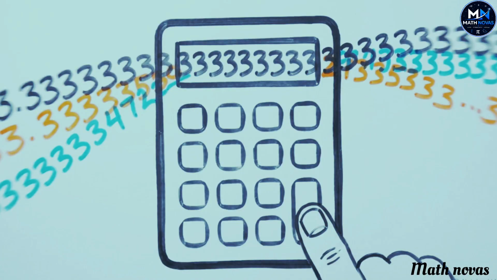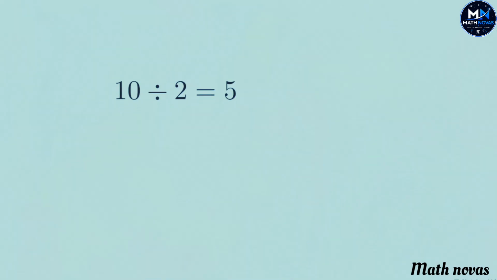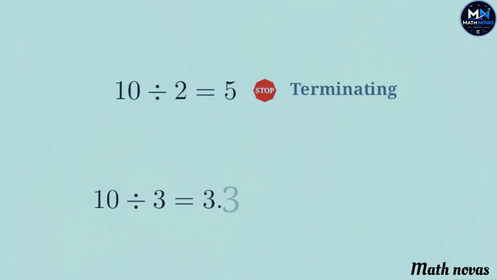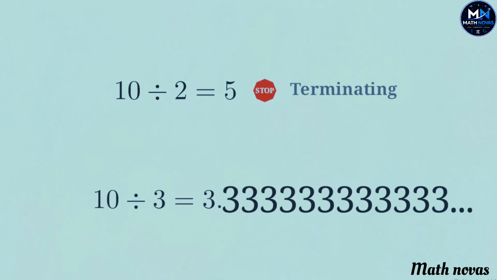Think about typing a simple division problem into a calculator and watching the digits spill endlessly across the display. Divide 10 by 2, you get a clean 5. Divide 10 by 3, and the 3's push relentlessly off the screen. Decimals with a definite stop are terminating decimals. When digits continue without end, the number is non-terminating.